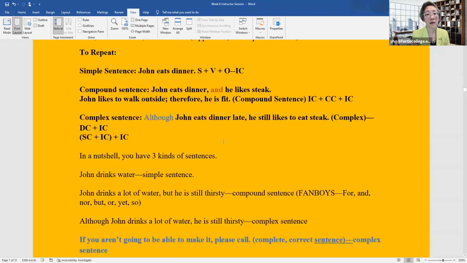So let's repeat our lesson so far. A simple sentence, which is the easiest sentence in English: subject, verb, object.